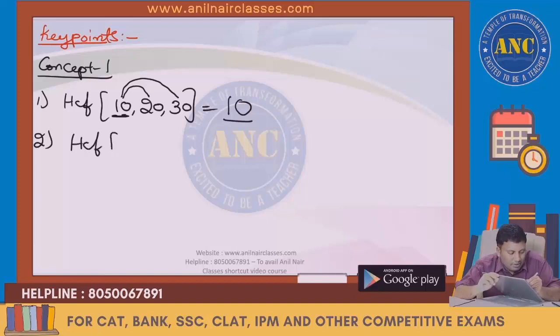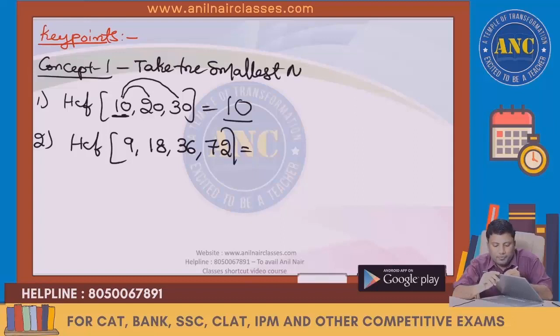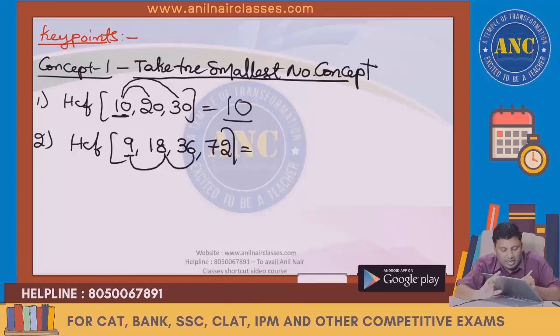A few more examples. HCF of 9, 18, 36, 72. Concept 1: take the smallest number concept. From basics to advanced level, I will go for it. Not a single doubt you will get in my class. Take the smallest number. 9 will divide 18, 36, 72. Answer is 9.